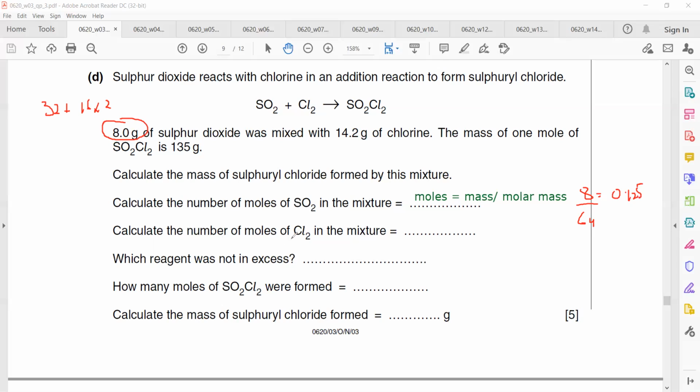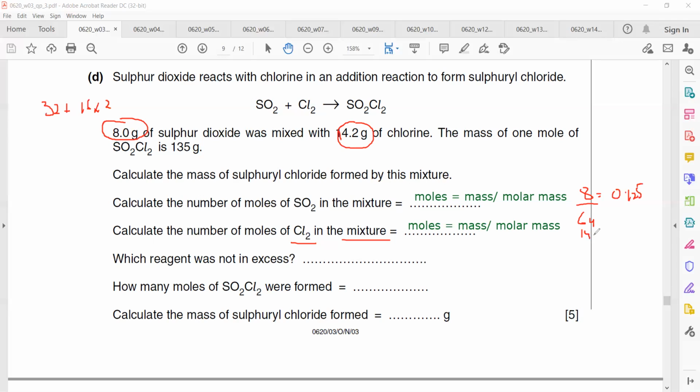Then calculate the number of moles of chlorine in the mixture. It is mixed with 14.2 grams of chlorine. So how to get the moles? The same formula, moles is equal to mass in grams over molar mass. The mass in grams of chlorine is given, which is 14.2.